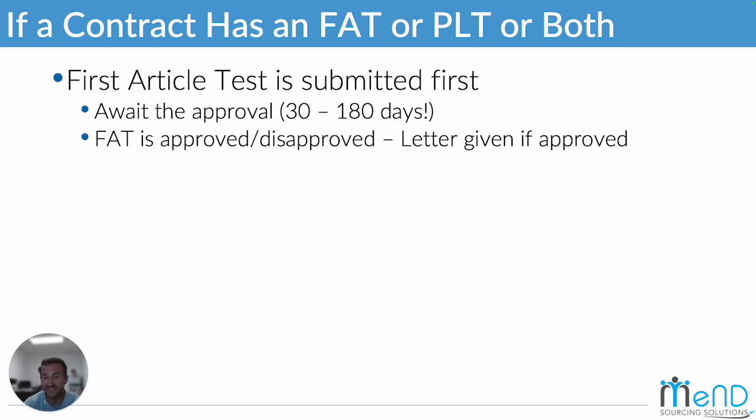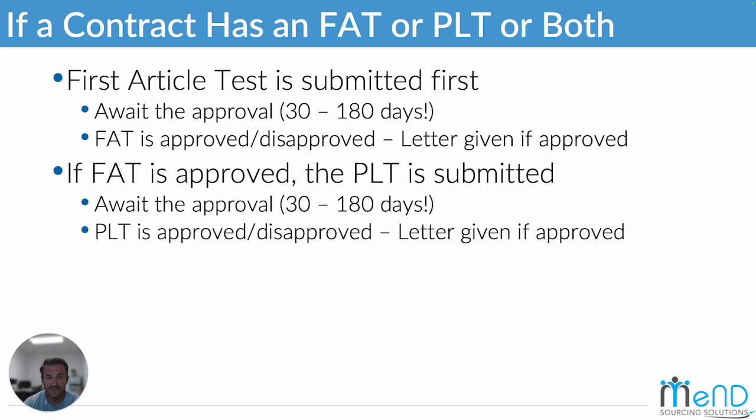But once the FAT is approved or possibly disapproved, you're going to get a letter from the government. If, knock on wood, hopefully the FAT is approved, they give you the letter saying that you can proceed to the next phase. Now, if an FAT is approved and there was also a PLT on that contract, well then you need to submit the PLT. So FAT goes first, then the PLT comes second.